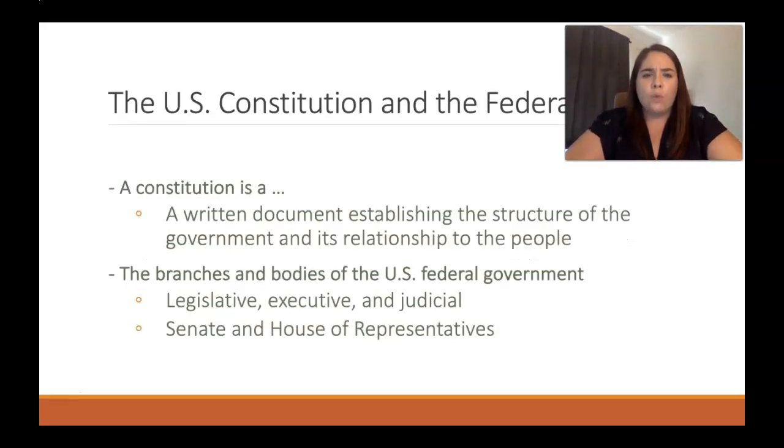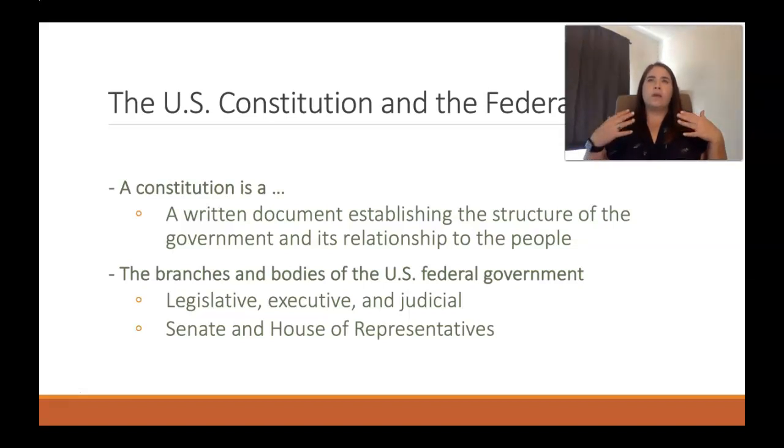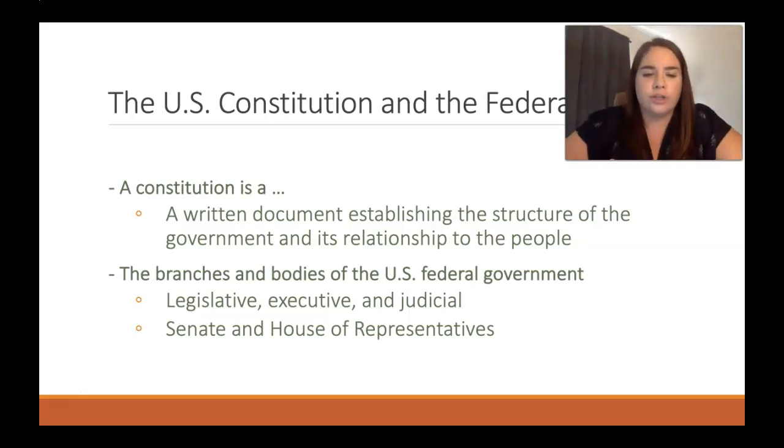So we've already talked about what a constitution is, but the Constitution, again, sets up our relationship with our government, how we are governed, and how we govern the government. And so the Constitution establishes the legislative, executive, and judicial branches, and then our legislative branch is made up of both the Senate and the House of Representatives, so we're a bicameral.